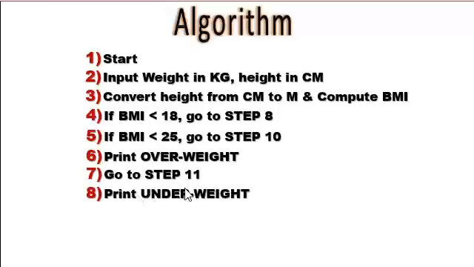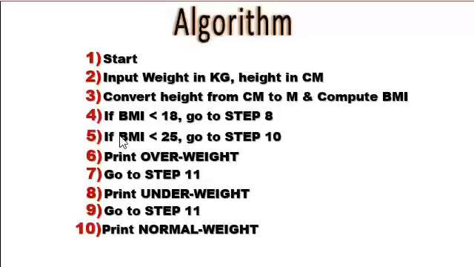Now where will it come to step 8? Here. If BMI less than 18, go to step 8. Directly jump to step 8. Print "you are underweight" and then go to step 11. Step 11 is stop, so it will not go to the next step. Here we mentioned if BMI less than 25, go to step 10.